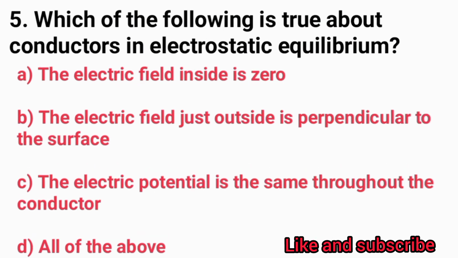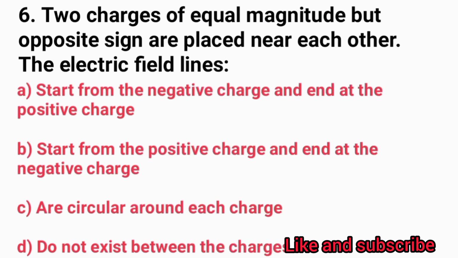Question number 5. Which of the following is true about conductors in electrostatic equilibrium? The correct answer is option D, all of the above. Question number 6. Two charges of equal magnitude but opposite sign are placed near each other. The electric field lines. The correct answer is B. Start from the positive charge and end at the negative charge.